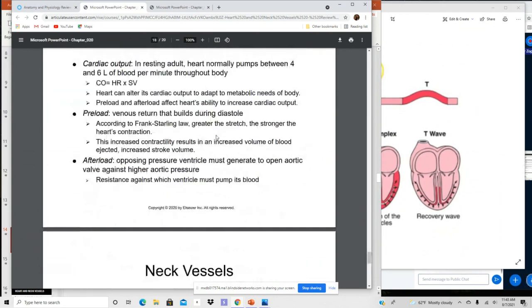Preload, for example, might be increased in things like fluid overload, where there's a lot of volume in the body. It increases the venous return that's going to the heart.